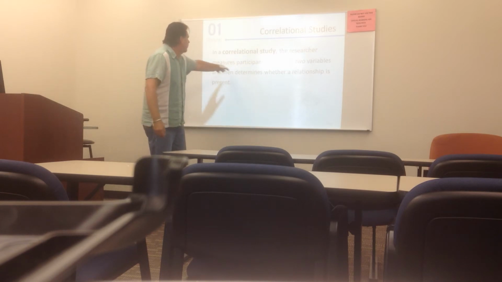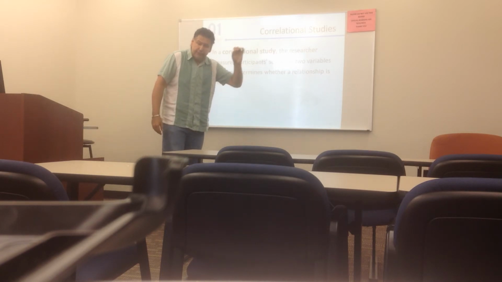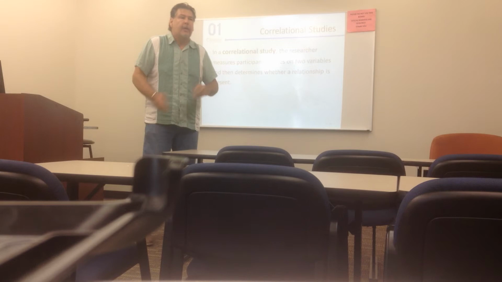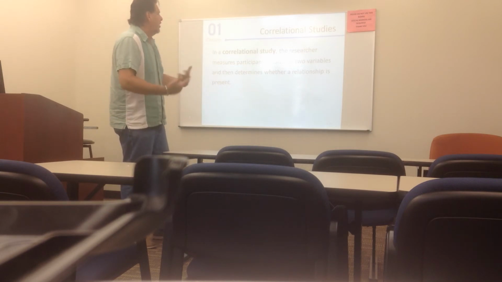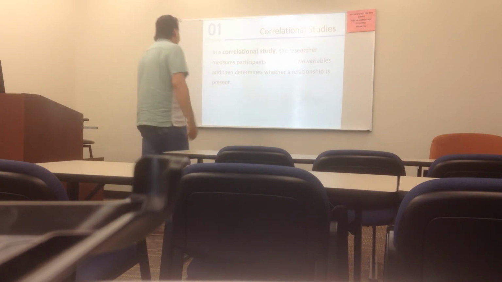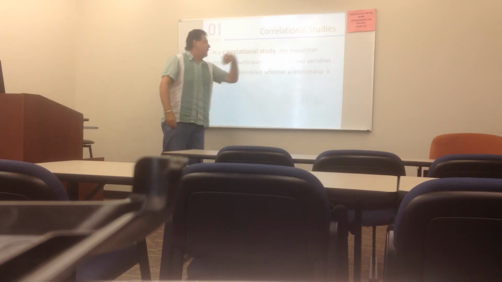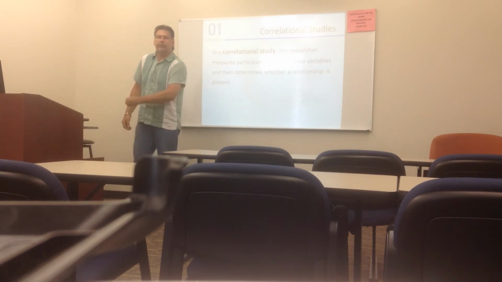In a correlational study, the researcher measures participant scores on 2 variables. And we're trying to find a consistent relationship between 2 variables. And we're going to see if there's a relationship actually present.